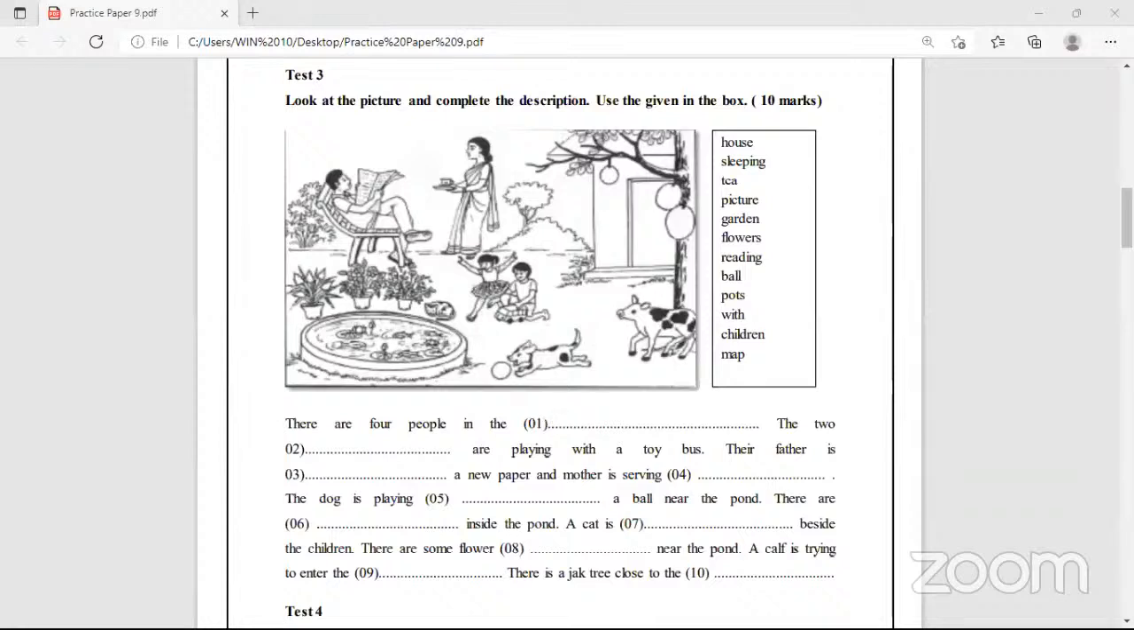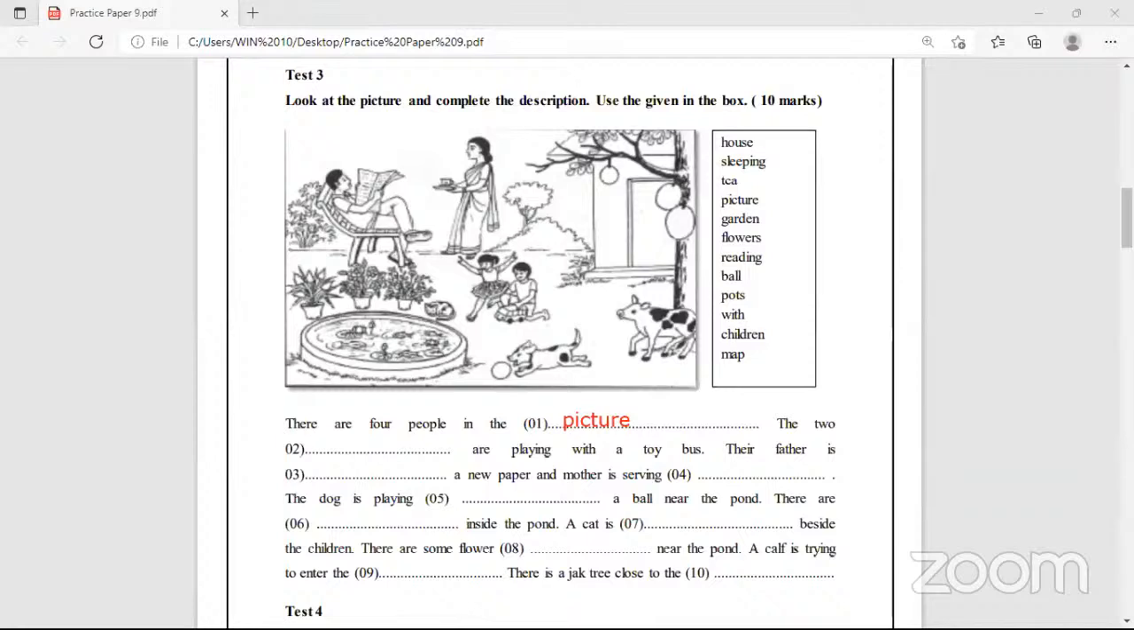There are 4 people in the picture. The first answer is picture. And then the 2 blanks are playing with a toy bus. So only 2 children are playing here in this picture. So we can get the word children as the second answer.